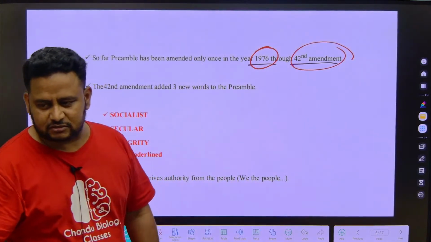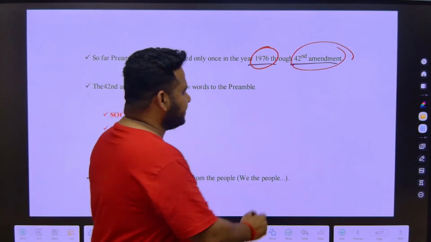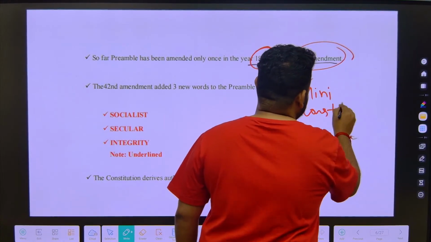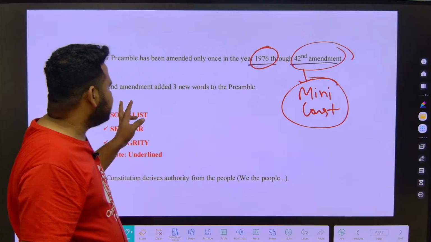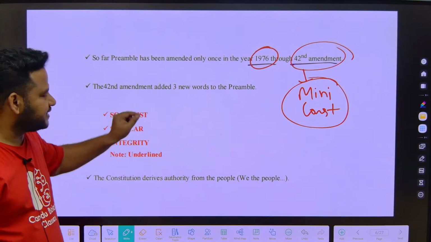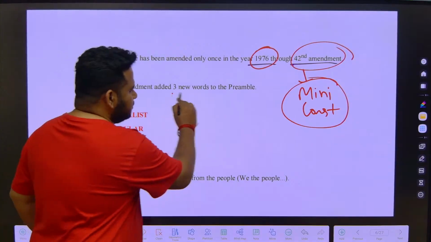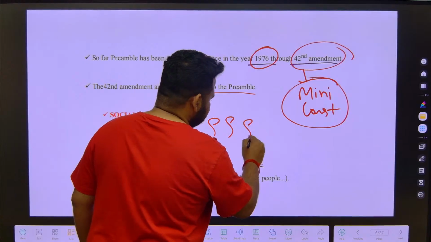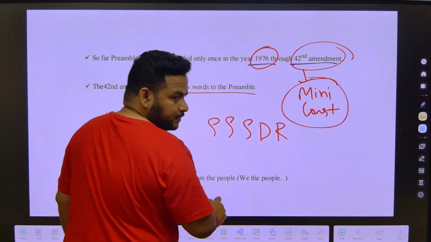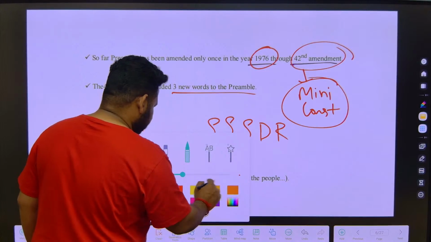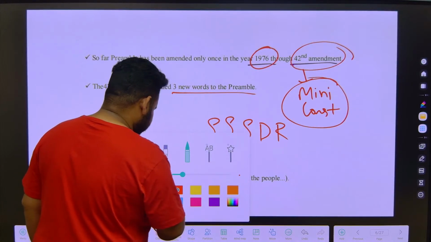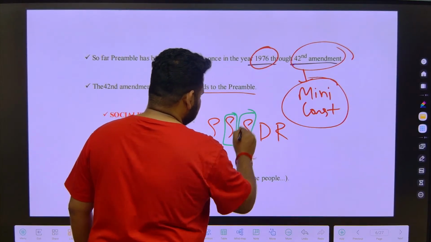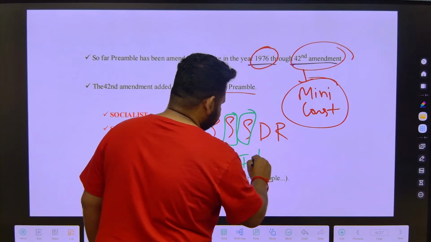42nd Amendment 1976 also called as what? Good, mini constitution. That time the preamble also was amended. The 42nd Amendment added 3 new words to the preamble. Okay. So what do we call it? Sovereign, socialist, secular, democratic, republic. Okay. But here you have to understand that the words sovereign, socialist, secular, and also another one is integrity.